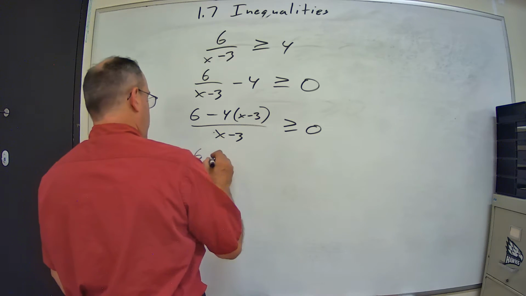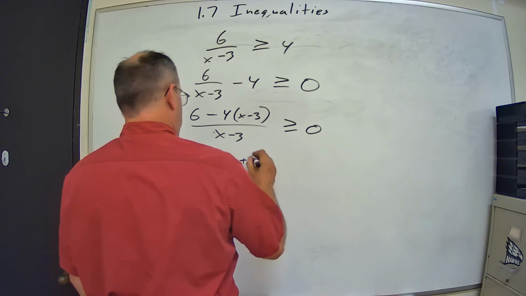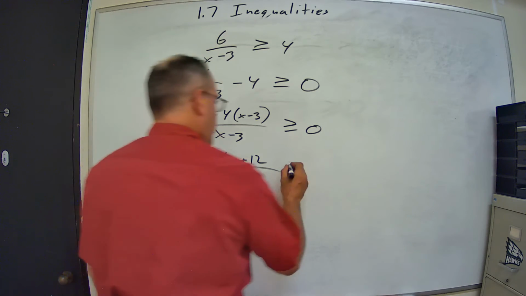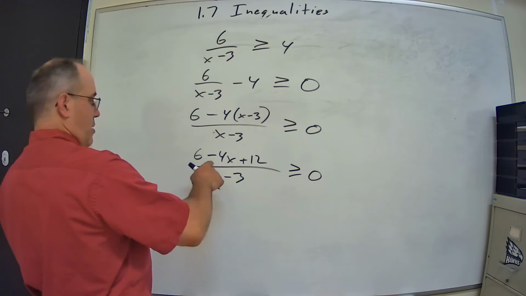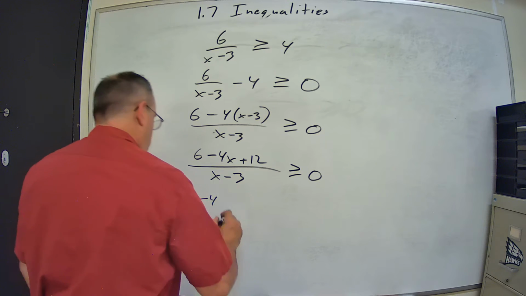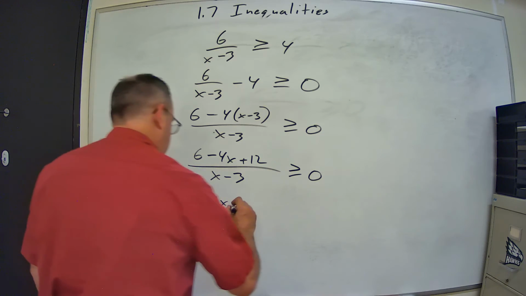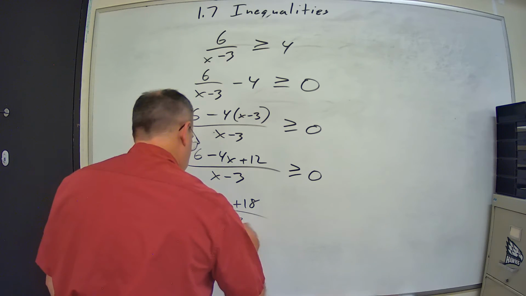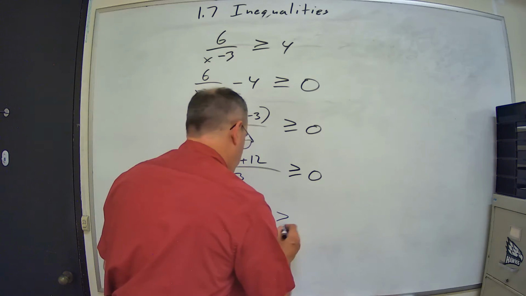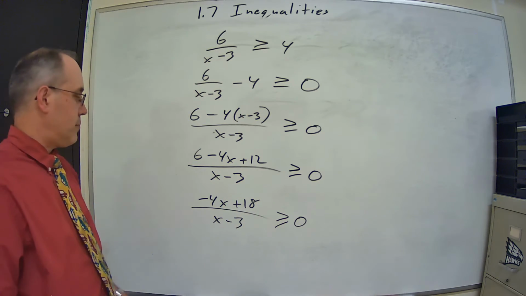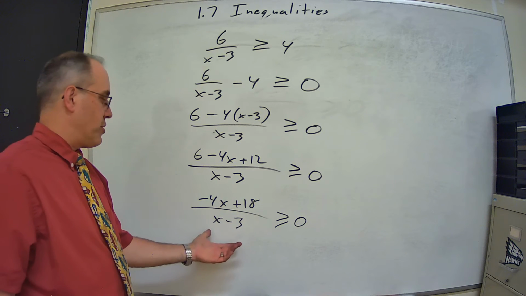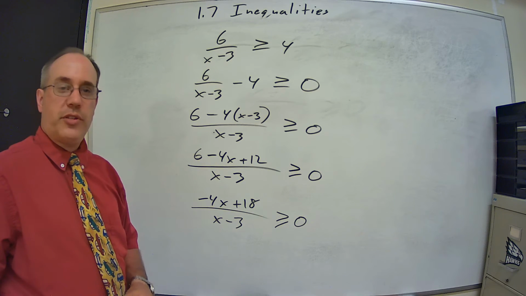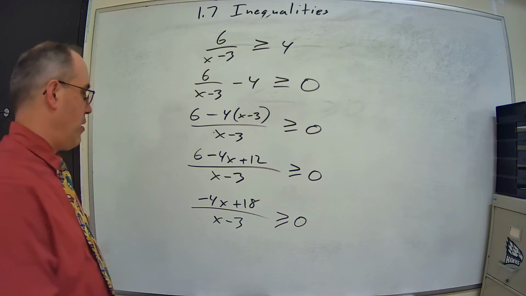So 6 minus 4x plus 12 over x minus 3 greater than or equal to 0. That's negative 4x plus 18 over x minus 3 greater than or equal to 0. Now we can look for the zeros of these, meaning that we'll set negative 4x plus 18 equal to 0 and x minus 3 equal to 0 and find out what those solutions are.